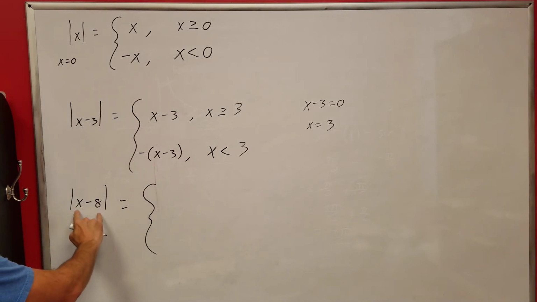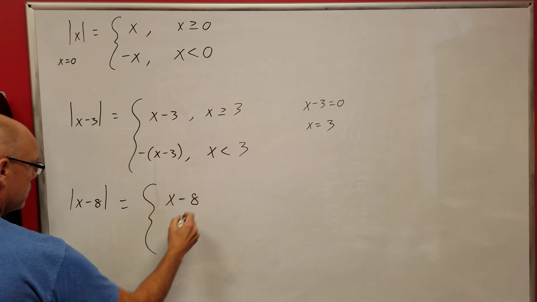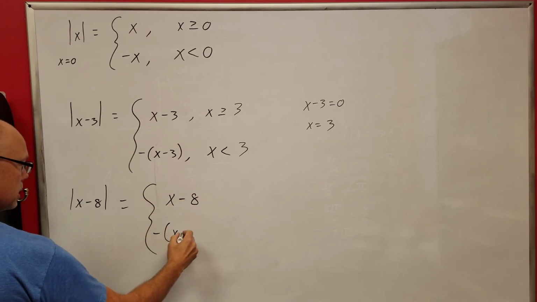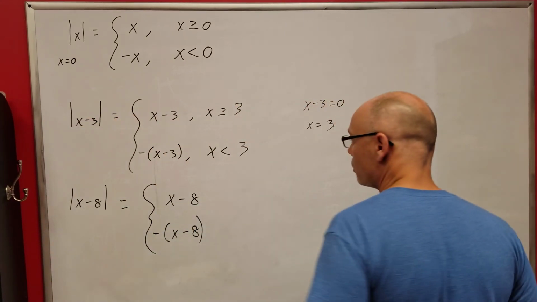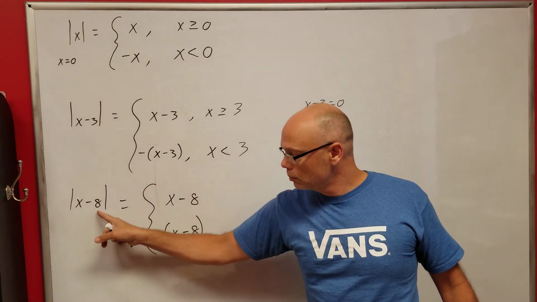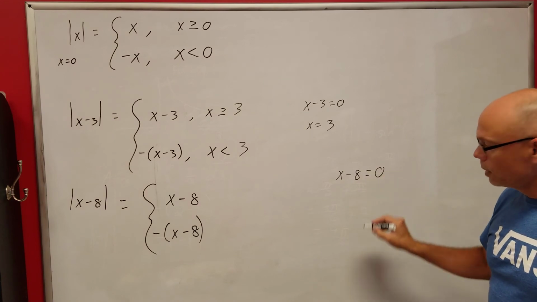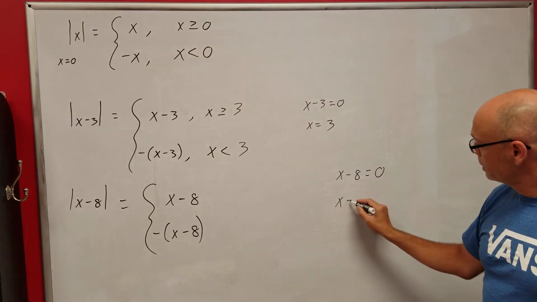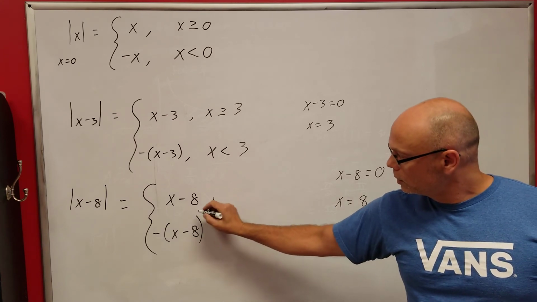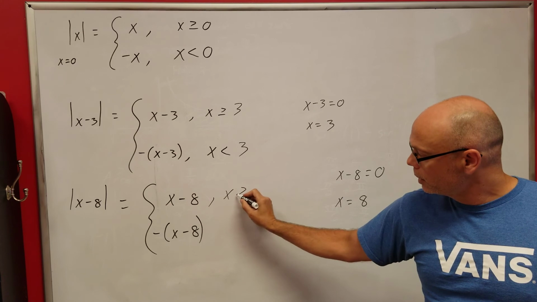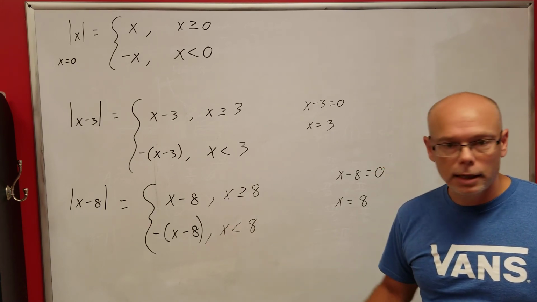Alright, so we know that the absolute value of x minus 8 is going to equal x minus 8, or it's going to equal the opposite of x minus 8. Now, where is that breakoff going to occur? It's going to occur where the inside is equal to 0. Where x minus 8 is equal to 0, so that means x is equal to 8. So this part's going to be valid when x is greater than or equal to 8, and this part is going to be valid for whenever x is less than 8.